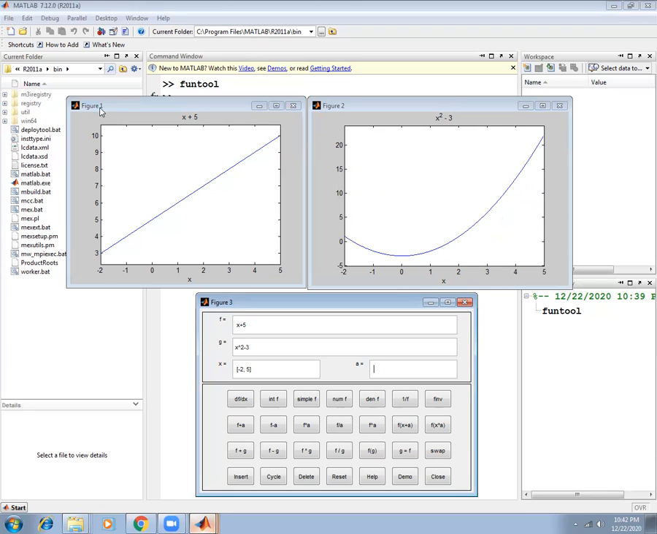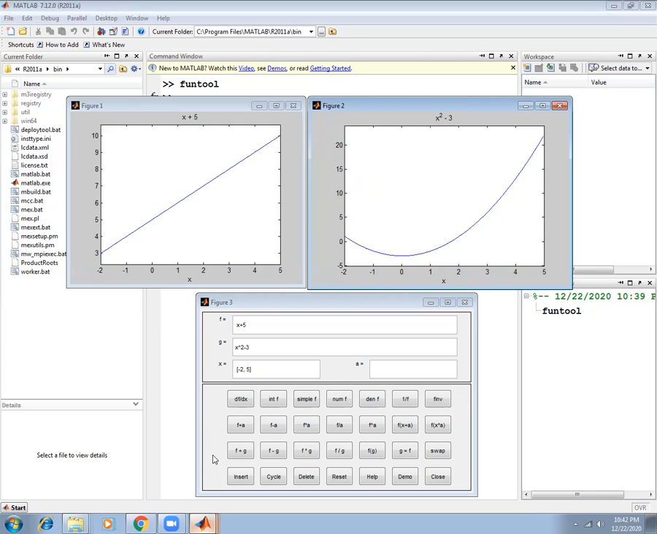Now you can see figure 1 is displaying the curve of the function x plus 5. Figure 2 is displaying the curve of the function x square minus 3 for the domain minus 2 to 5. Now the available control buttons in figure 3, you can see row 1, row 2, row 3, and row 4.